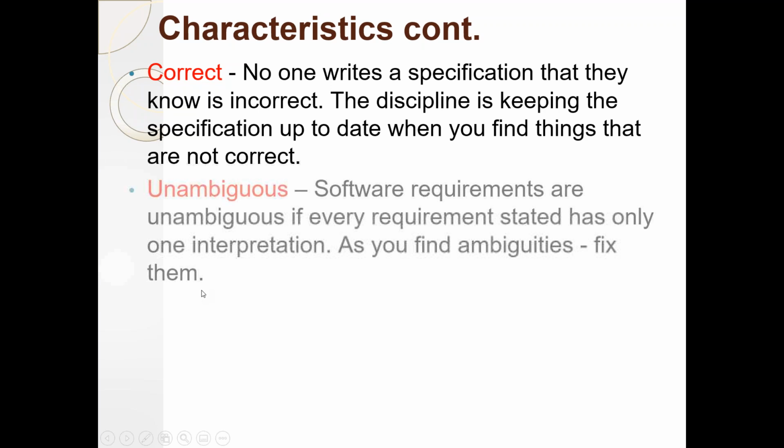All right, so the next one, unambiguous. Software requirements are unambiguous if every requirement stated has only one interpretation. As you find the ambiguities, you fix them. And what do we mean? There should be no requirement that is left up to any form of interpretation. It must be specific. All right?